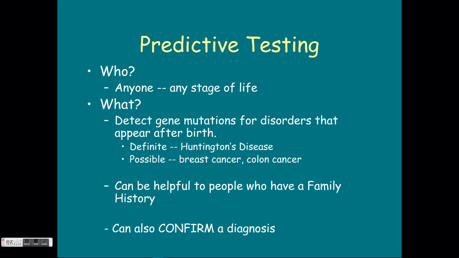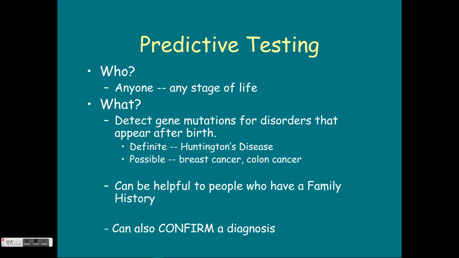Different types of genetic testing include ones such as predictive testing. With predictive testing, it's kind of like what it sounds, that we are predicting what you might be getting later on in life based on your genes, based on your DNA sequence. We can detect genetic mutations for disorders that appear after birth, and so predicting, again, what's going to be coming up ahead of you in your life.